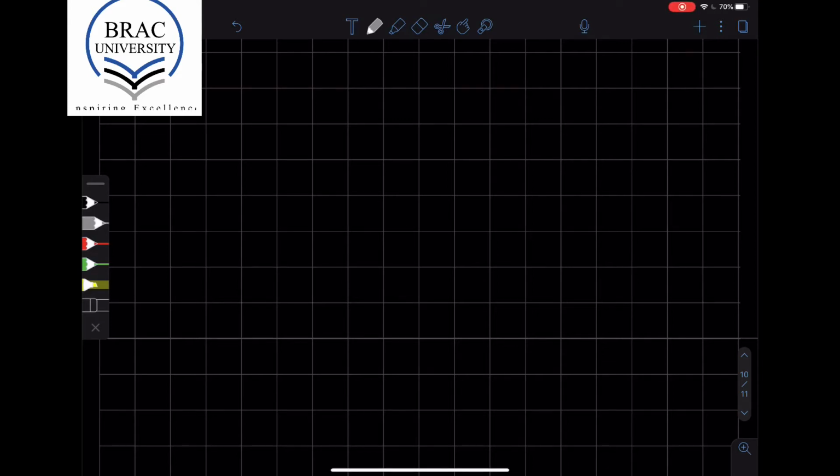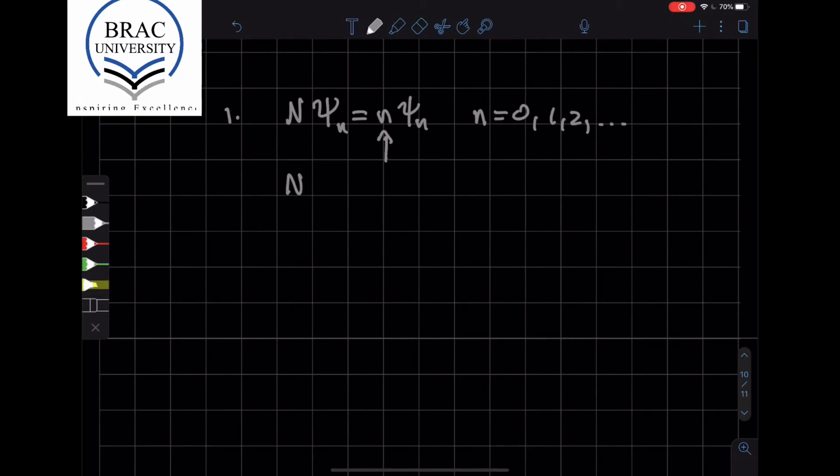So here are our conclusions. The number operator, n, is called the number operator because when it acts on an eigenstate, it gives as an eigenvalue a number, and this number is an integer. So n has a name, a number operator. And the full justification of why it's called the number operator will be given shortly.